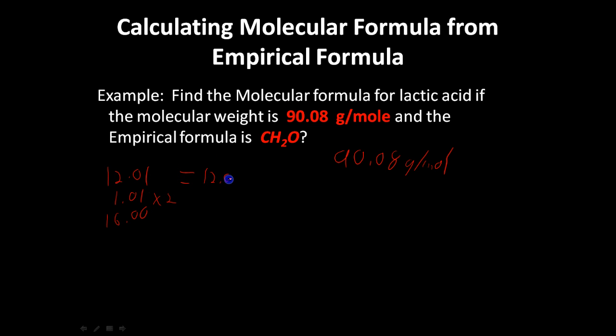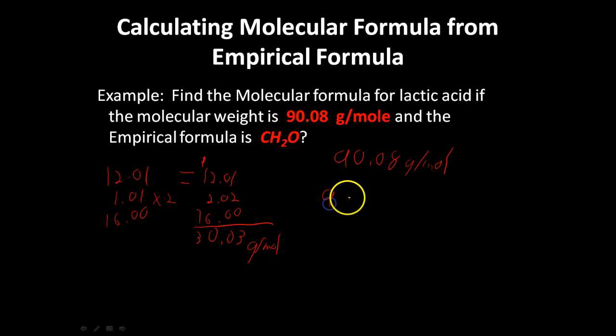So it's 12.01, 2.02, and 16.00. Add these together, we get 30.03. That would be grams per mole, so grams per mole for the formula weight here.